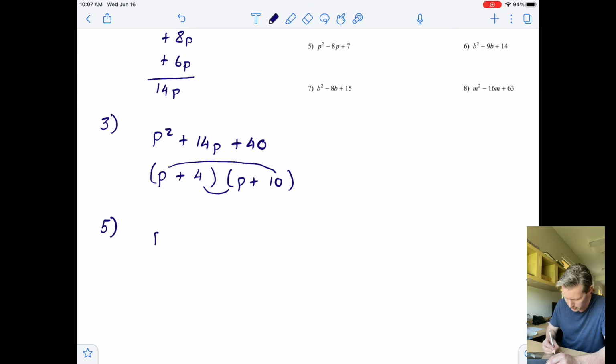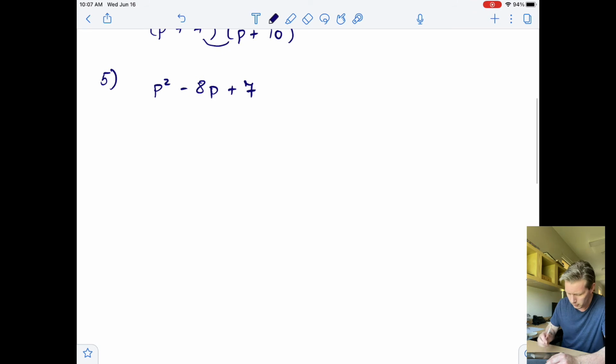Question number 5 is p squared minus 8p plus 7. All right, so again, I'm going to have two factors. And again, I'm going to have a p and a p. I look at my last term. The fact that it is positive, again, tells me that my signs are going to be here plus plus or minus minus. Which is it going to be?